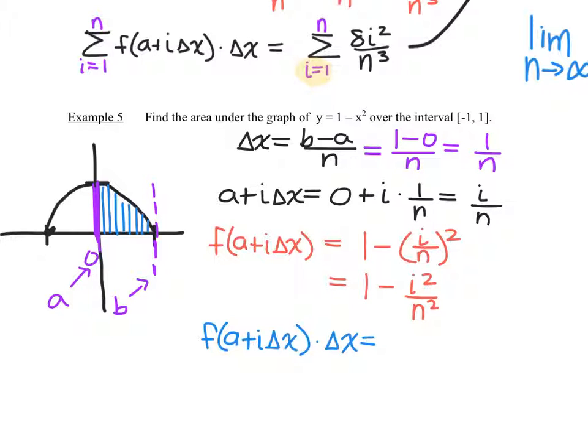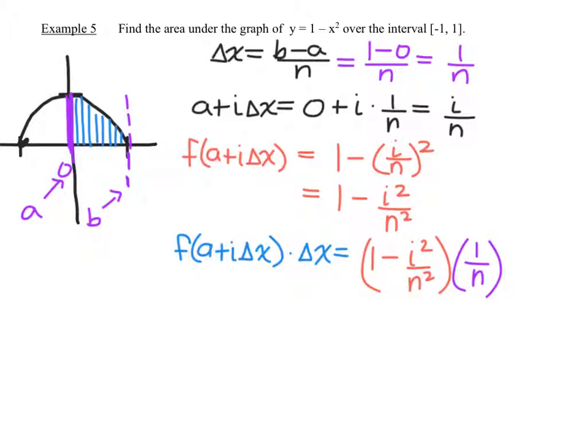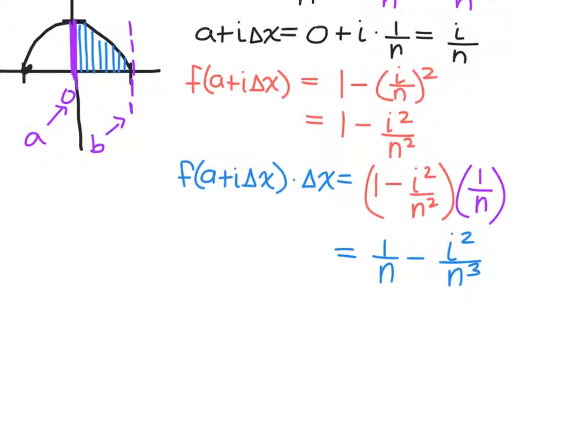All right, so I'm taking my 1 minus i squared over n squared and multiplying it by the 1 over n. Is it i over n or 1 over n? It's by delta x, so it would be the 1 over n. All right, so we have to distribute it through. We'll get 1 over n minus i squared over n cubed. All right, we could bring it together if we want, but really it's not necessary because the next step in the process involves the summation.